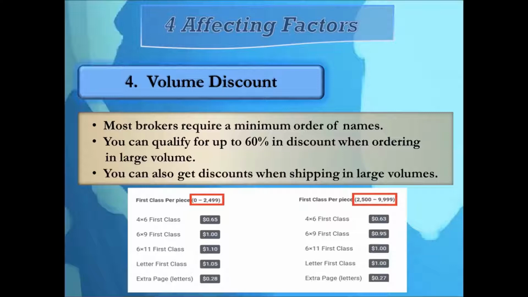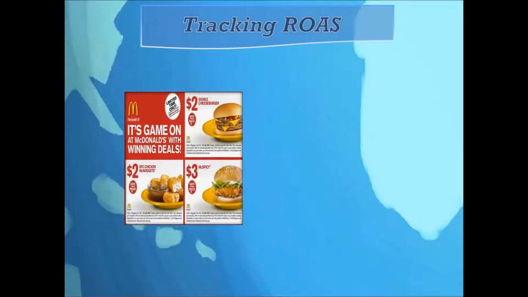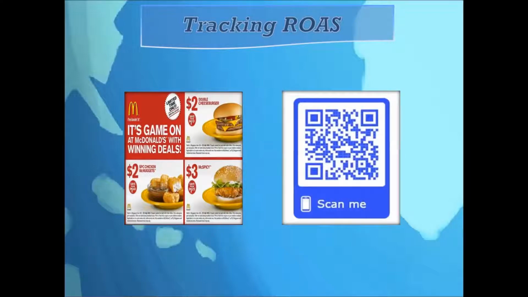Volume discount. Most brokers require minimum orders of names per mailing list. If you order a lot, you may qualify for a discount ranging from 10 to 60%. You can also get a discount when shipping in large volumes. Tracking ROAS. With direct mail, you can offer coupons to keep track of your leads when your customers redeem them. You can also print QR codes onto your ads with a QR code generator to track customer engagement when they scan and redeem your offer. You can create your own QR codes for free.